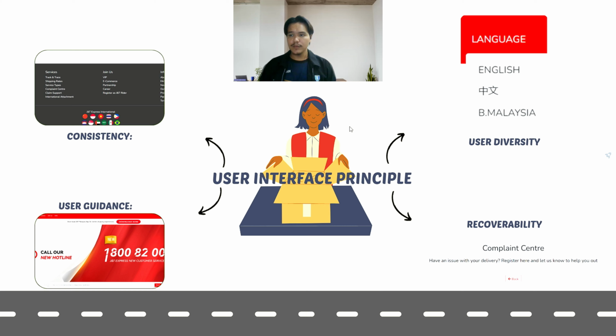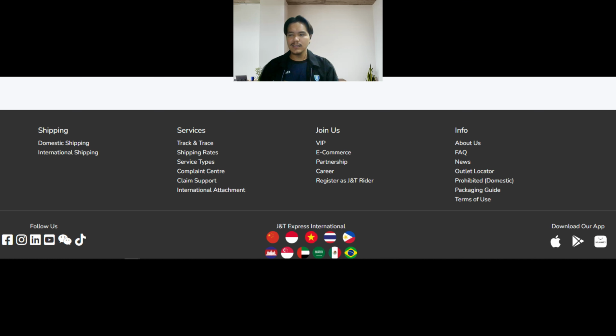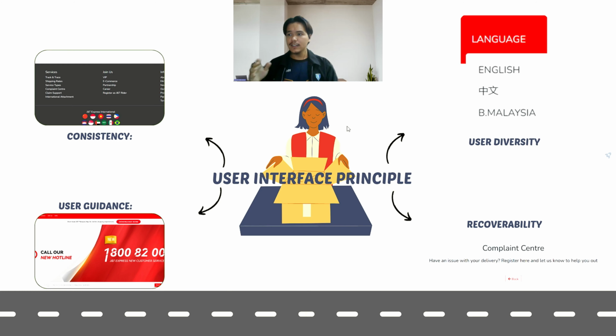The JNT Express website maintains consistent navigation and design elements, ensuring that items like shipping, service, join us, and info are always located in the same place, and buttons, forms, and interactive elements have a consistent style and color pattern, which is great for easy recognition and interaction on the JNT Express website.